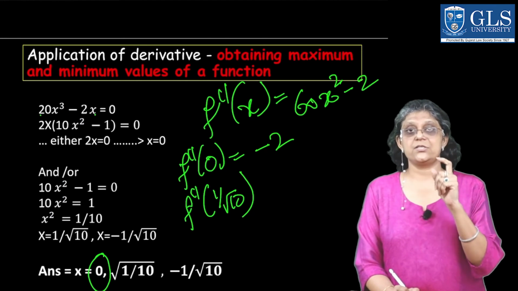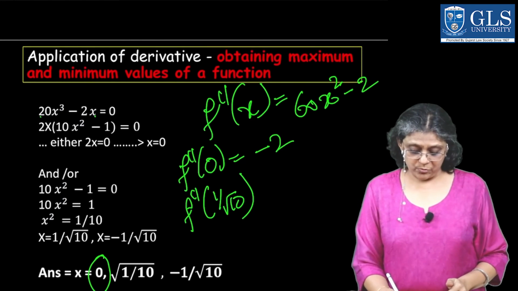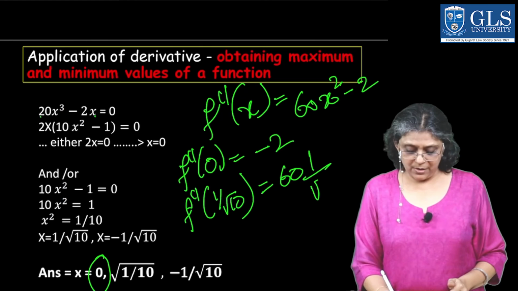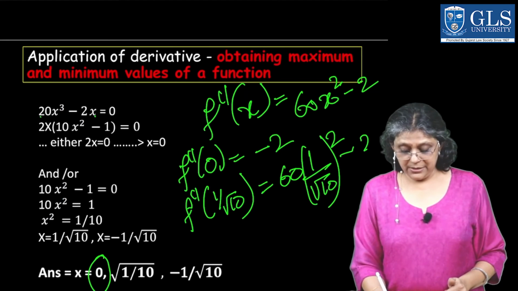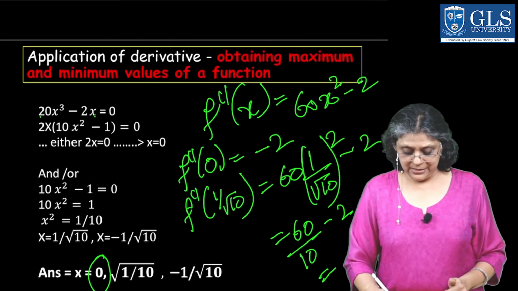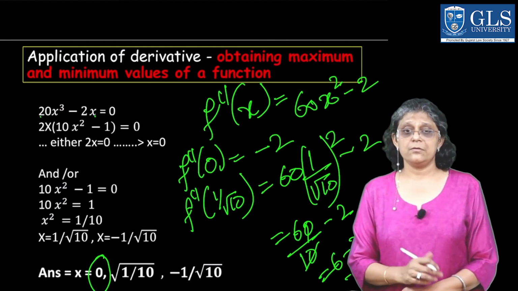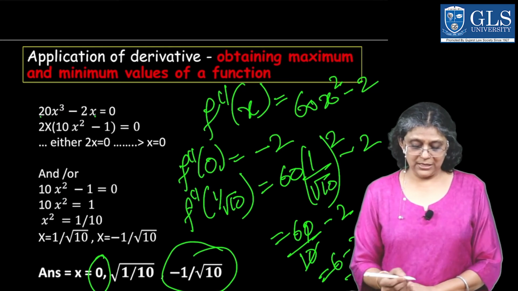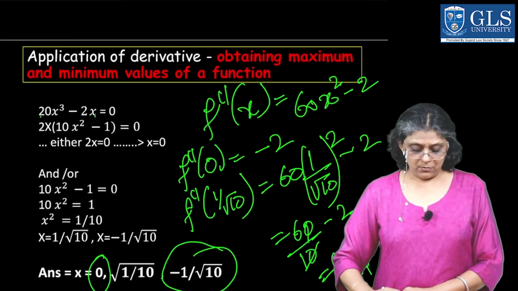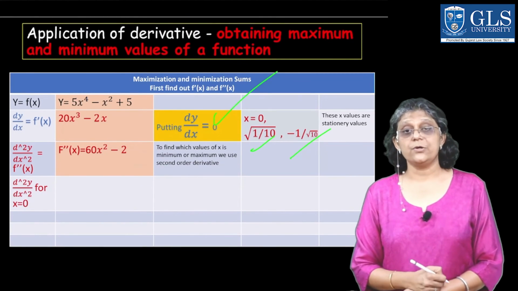I think the first lecture taught what to do in a function. So the point is 60 into the square of 1 upon root 10, minus 2. So it is 60 upon 10 minus 2, that is equal to 6 minus 2, that is equal to 4. I think you are clear. So we will check which value comes in this. What answer we are getting here is these are the answers. dy by dx equal to 0.